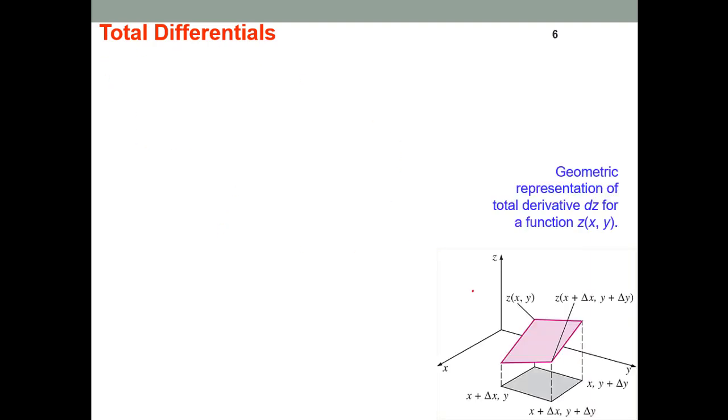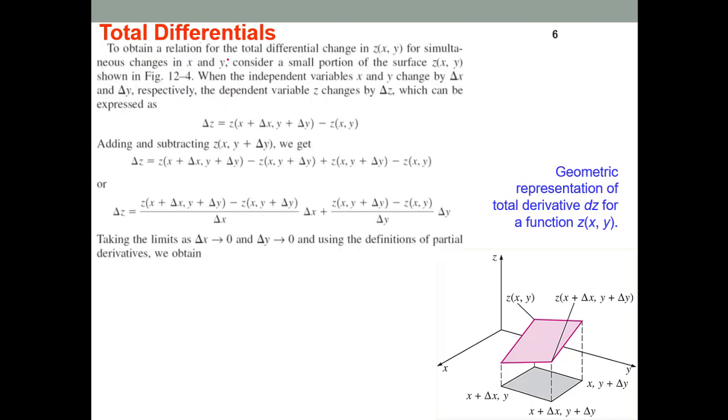Now let's try to see the total derivative. We have three types of differential. One is called simple differential, then partial differential, and now the total differential. Total differential means that function z is varying both along the x-axis as well as along the y-axis. These are the two independent variables. When that function z is varying with respect to x as well as with respect to y, then we call it total differential. And how can we derive the relation for the total differential?